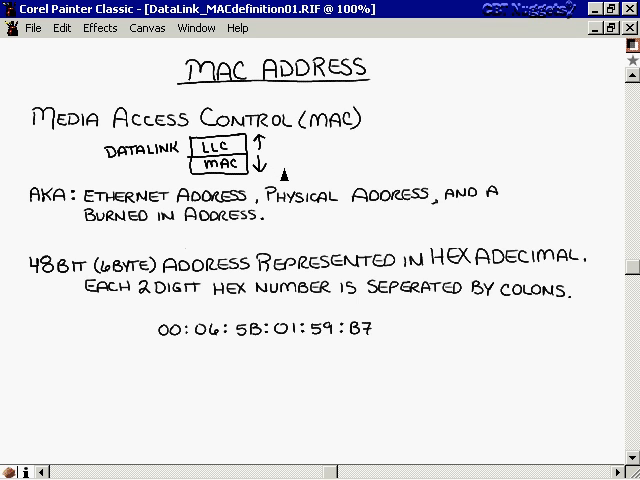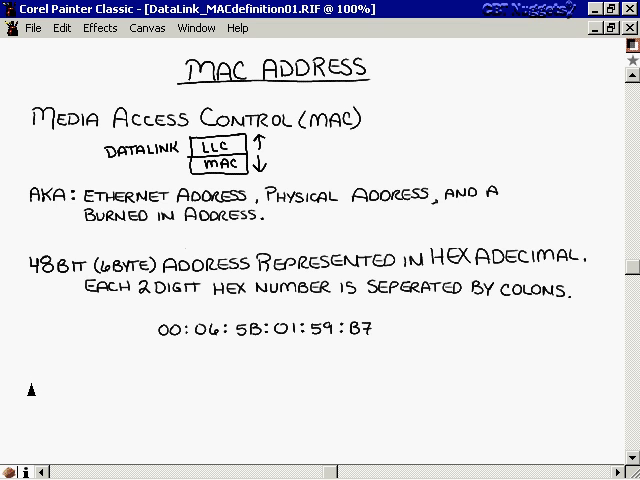As with most popular identifiers, the MAC address does have aliases. You'll also hear it referred to as the Ethernet address, the physical address, and sometimes a burnt-in address. Alright, let's look at the makeup of how a MAC address is represented. First of all, it's a 48-bit address represented in hexadecimal. 48-bit or 6 bytes, and that's what you'll see here is 6 sections, 1, 2, 3, 4, 5, 6. Each 2-digit hex number is separated by colons. And you see that here as the colons divide each of the 6 bytes.